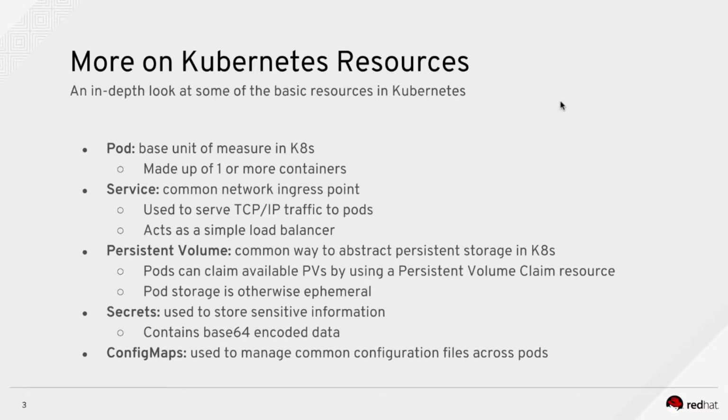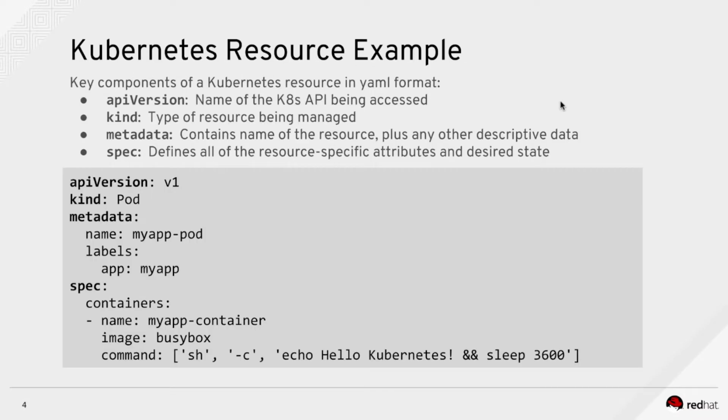Configuration maps are used to manage common configuration files across pods. Think of one static configuration file that you could edit to be able to update the configuration across many pods on the back end. Kubernetes Resource Example.